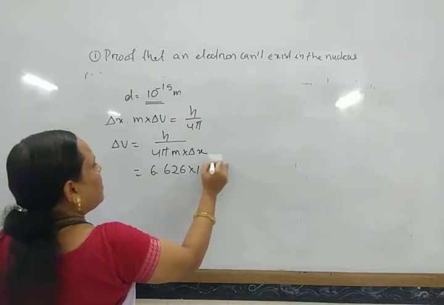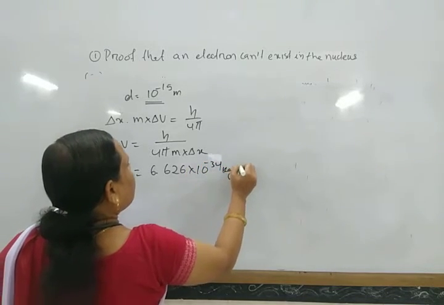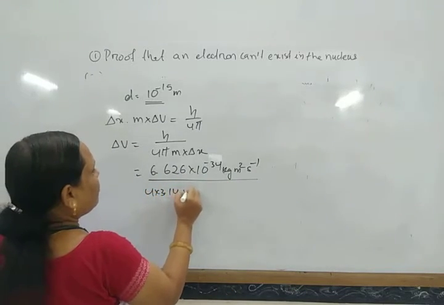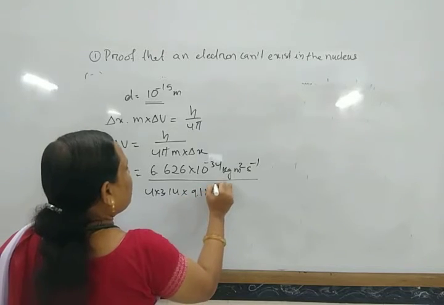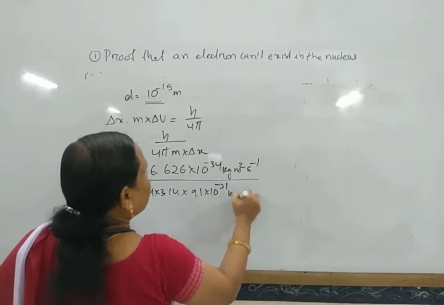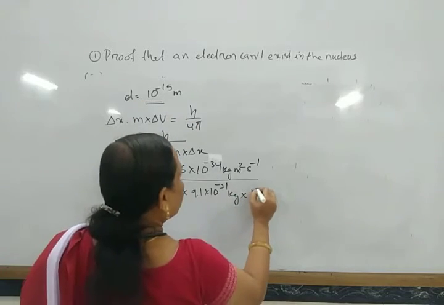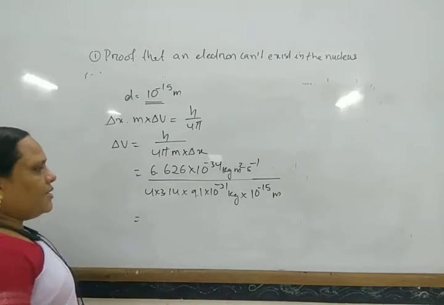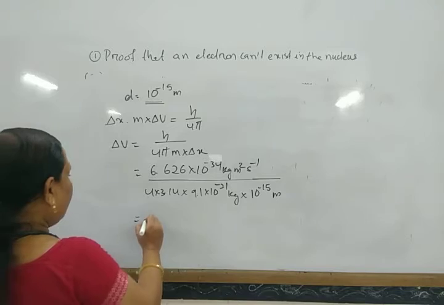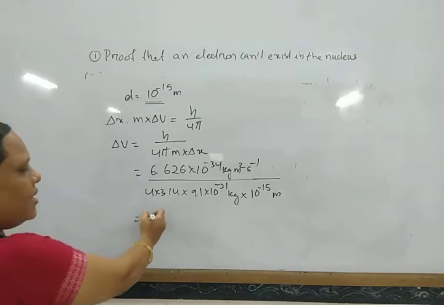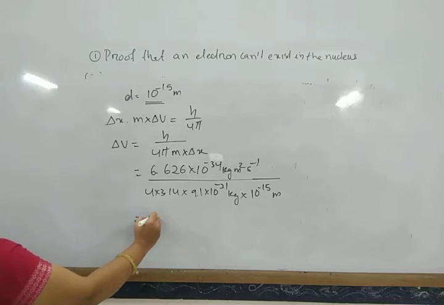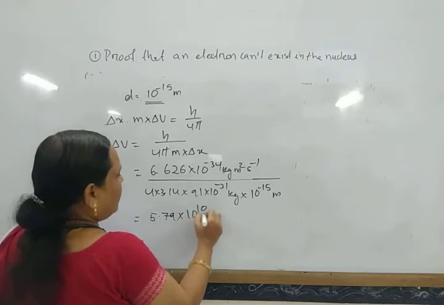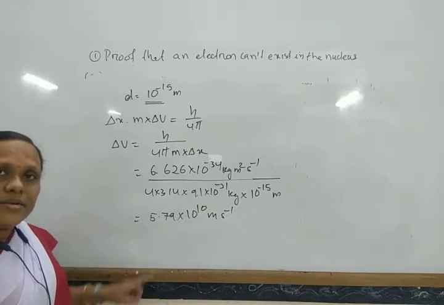Then del v equals h by 4 pi into m into del x. That is 6.626 into 10 to the power minus 34 kg meter square second inverse by 4 into 3.14 into 9.1 into 10 to the power minus 31 kg and del x of the order 10 to the power minus 15 meter. Calculate all these and you find this value is nearly equal to 5.79 into 10 to the power 10 meter second inverse.